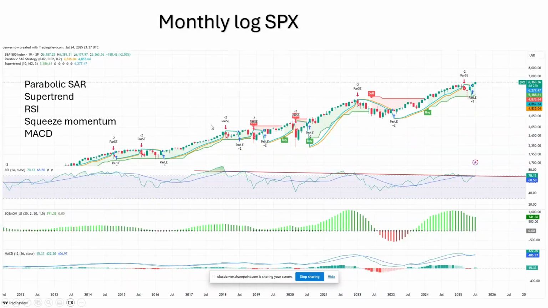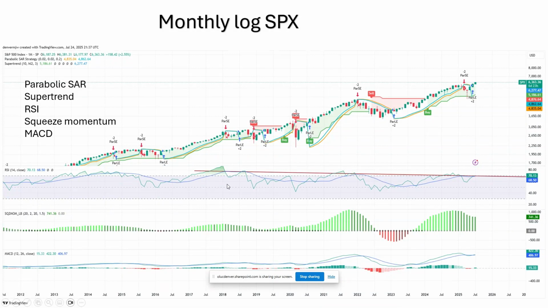And so now look at the parabolic SAR, which are these red and blue arrows saying buy and sell. The super trend is the colors green and red, and their buys and sells. RSI down here, squeeze momentum, and MACD. So the parabolic SAR and super trend are still both bullish.